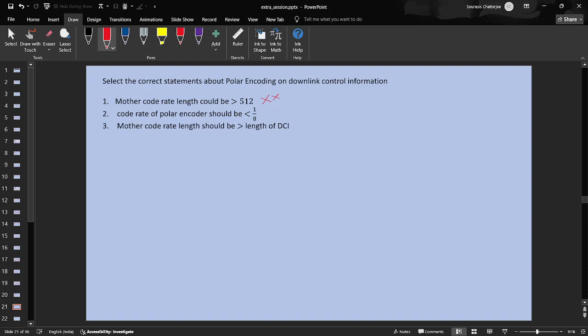For polar encoder, the mother code rate is 1 over 8 only, so it cannot go any further. So this is a wrong statement also. And what about the third one? The mother code length should be greater than the length of DCI. This is correct.